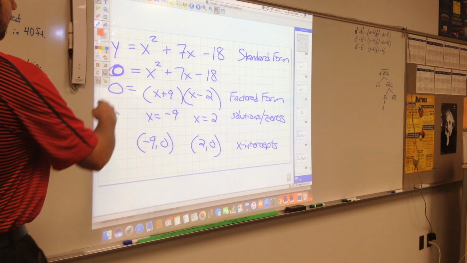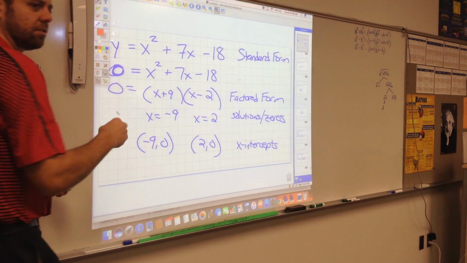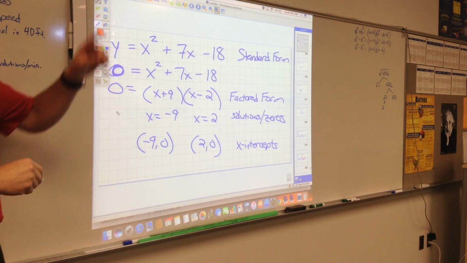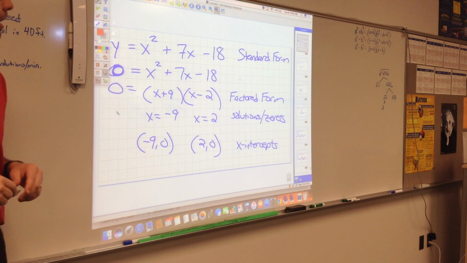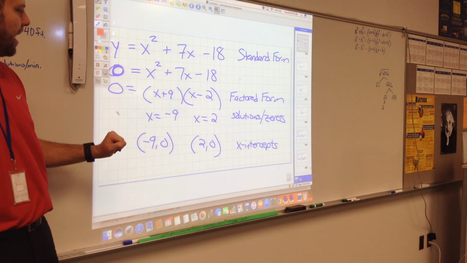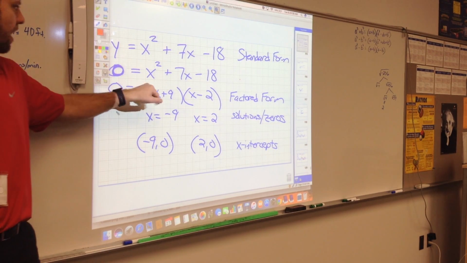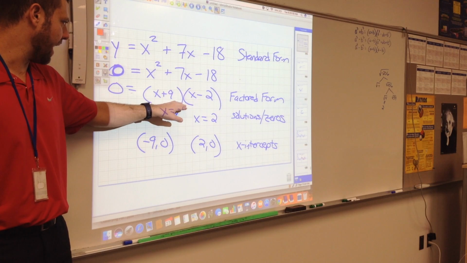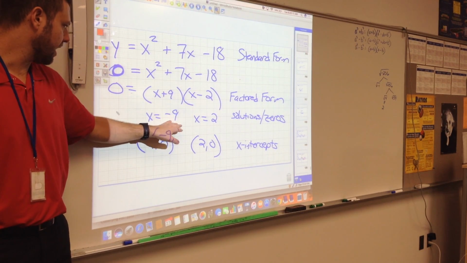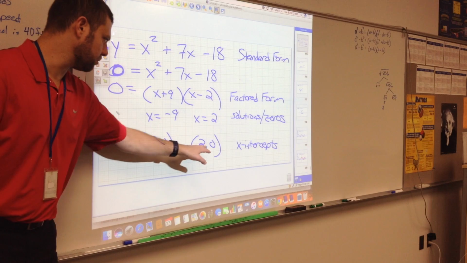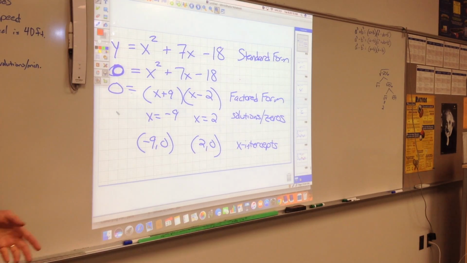It would cross the x-axis twice because it's a parabola, or could cross it twice if it has two real solutions. Then we talked about how we would find those x-intercepts. Well, you guys said plug in 0 for y, and then in order to solve, you guys like to factor, which is good. You got these for your x values, and then these would be your x-intercepts. That's kind of what we did in class yesterday.